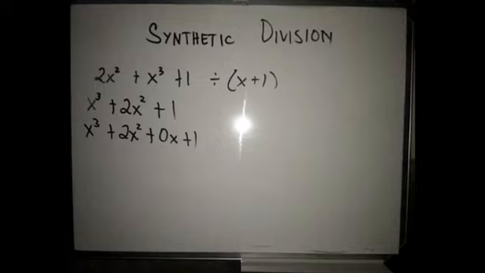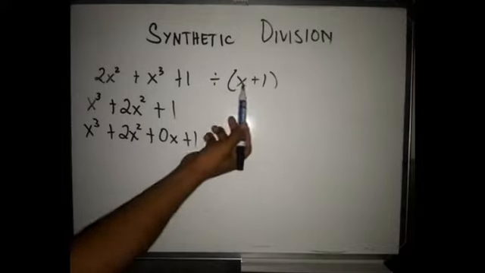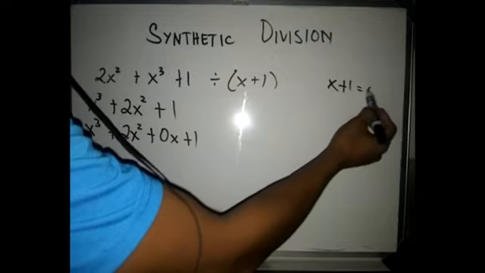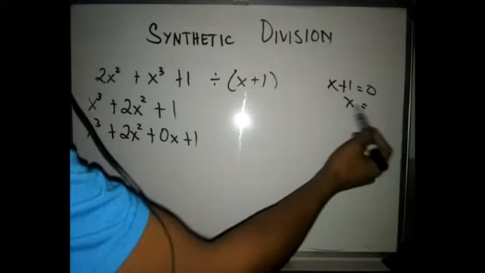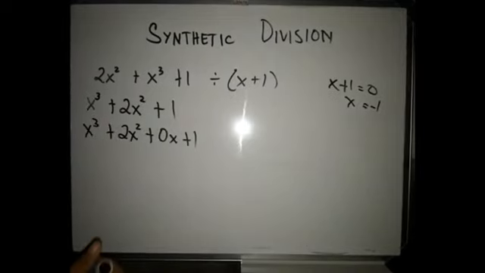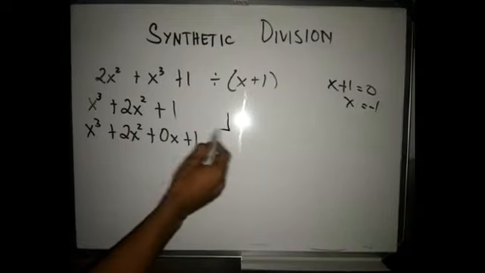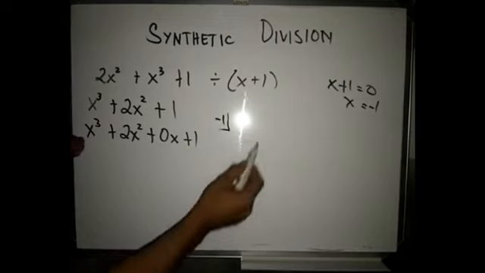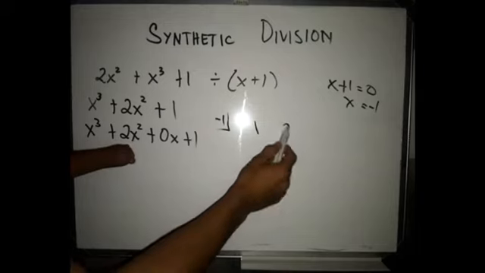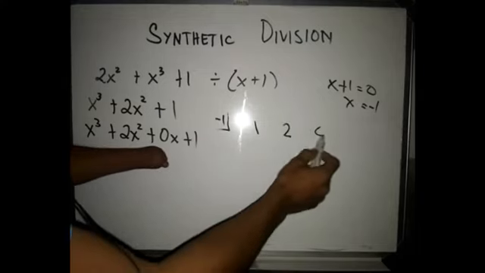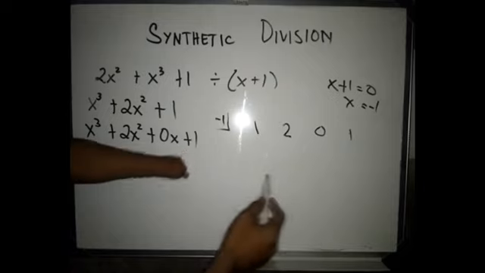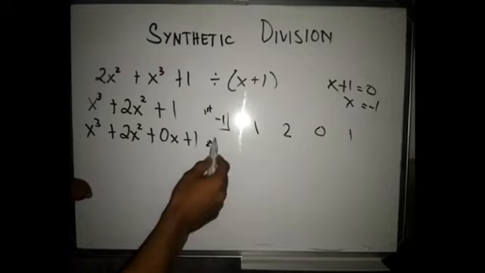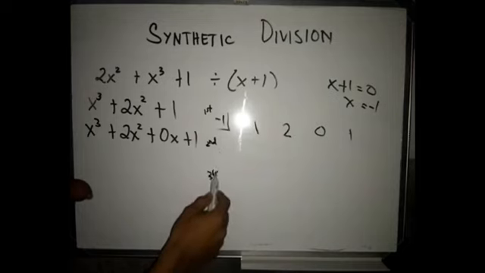So in this case, ito naman, divisor natin. We have x plus 1 equals 0. So x now is equal to negative 1. Kung isusulat natin yan, that would be negative 1. Yung mga numerical coefficient: 1, 2, 0, 1. This is now our first row, the second row, and our third row.